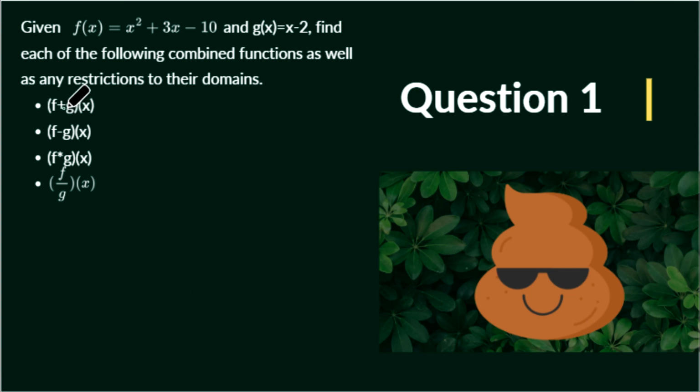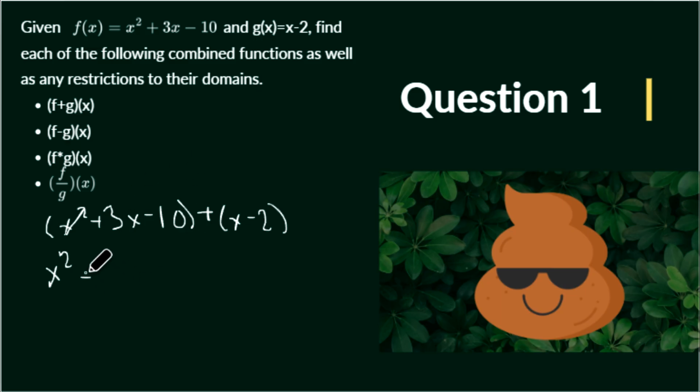Okay, for f plus g of x, you're going to take your f problem and go x squared plus 3x minus 10, and you're going to add g of x, which is x minus 2, and that's going to give you x squared, 3x and x is 4x, negative 10 and negative 2 is negative 12.